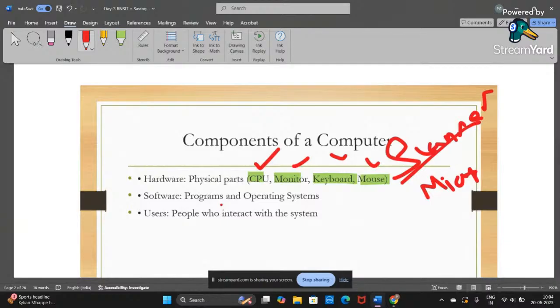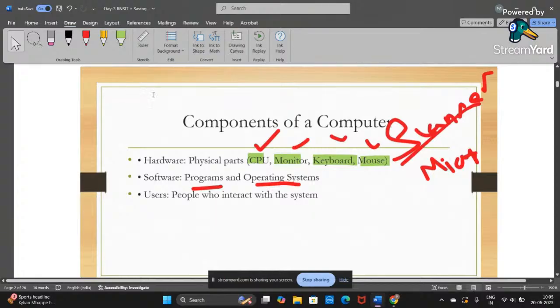Then what is software? Programs and operating system. These are the software parts. Then user: people who interact with the system are called users. A physical part of a computer means something you can touch. Those are called physical parts.